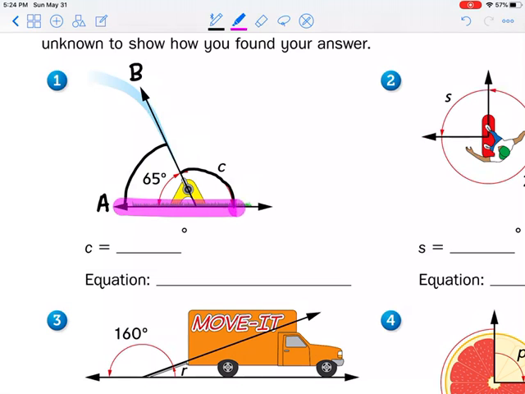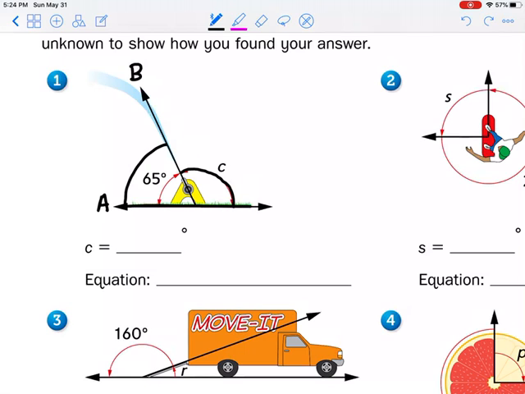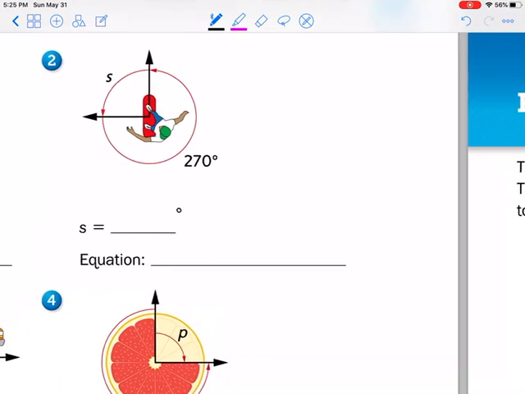Well, we know that this line right here is a straight angle, and a straight angle has a degree of 180. So you could take your knowledge of 180, subtract what we already know, which is 65 degrees. And you always want to make sure you include your little degree symbols. Equals C, this angle right here. If you did that math, you would get 115 degrees. So C is equal to 115 degrees. Let's look at number two.